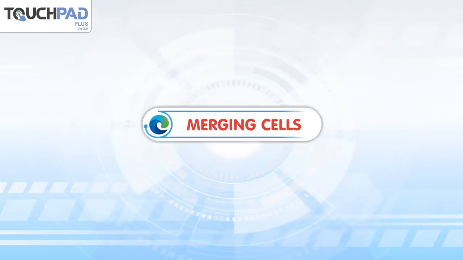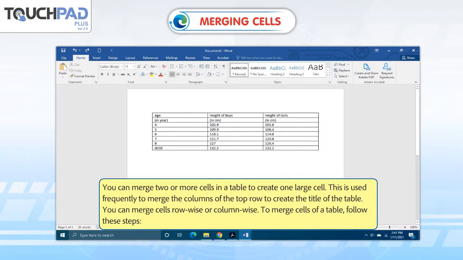Merging cells. You can merge 2 or more cells in a table to create one large cell. This is used frequently to merge the columns of the top row to create the title of the table. You can merge cells row-wise or column-wise. To merge cells of a table, follow these steps.